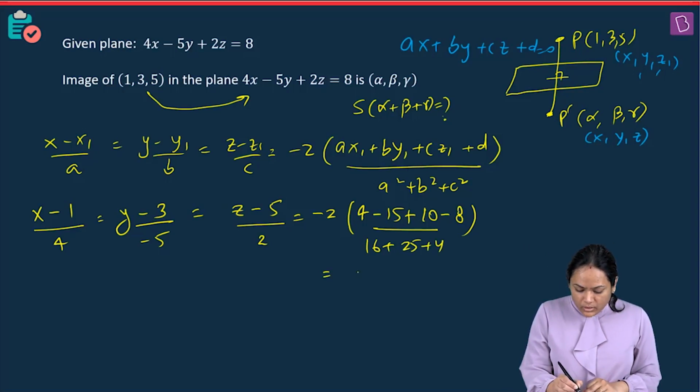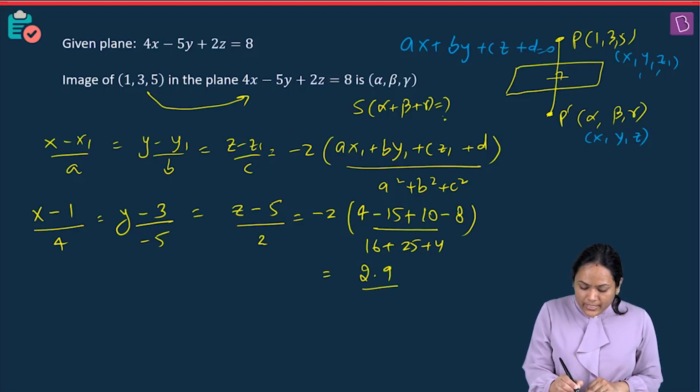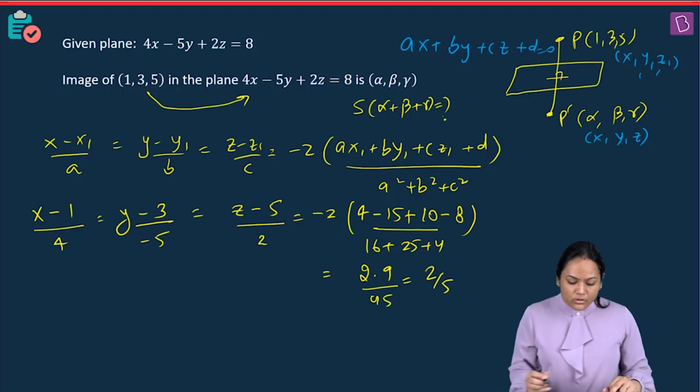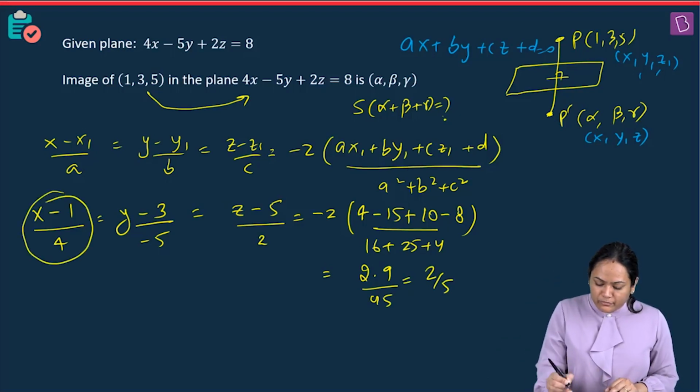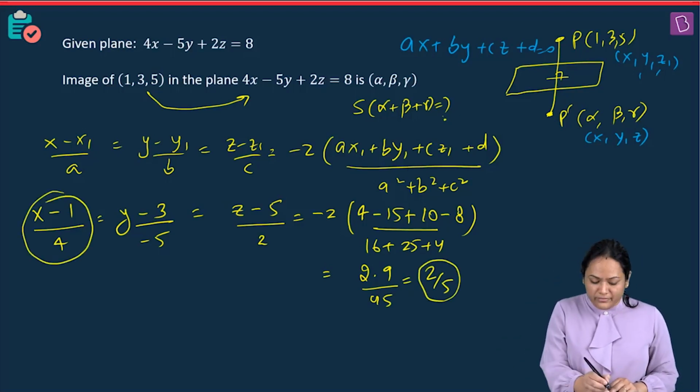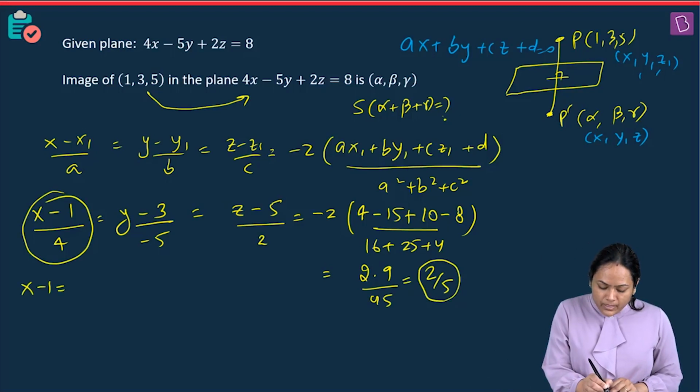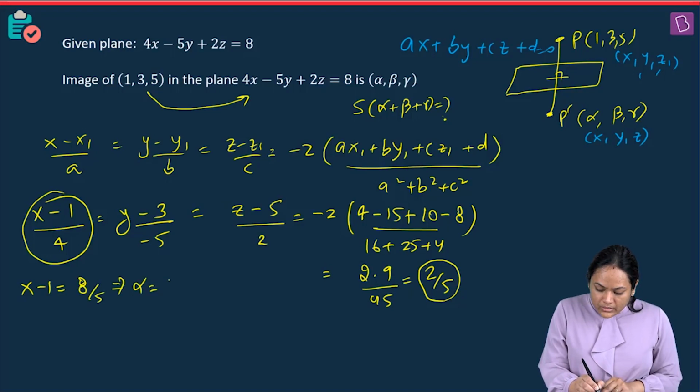Okay, so this constant part is actually coming out as, it's 4 minus 15 plus 10, which will become minus 1, minus 8, that is minus 9. So it's 2 into 9 divided by 45, that is 2 by 5. Okay, so now when I equate my (x minus 1) by 4 is equal to this constant 2 by 5, my value of x will become x minus 1 is equal to 8 by 5. So the x value, or let me write it down as the alpha value, is equal to 13 by 5.